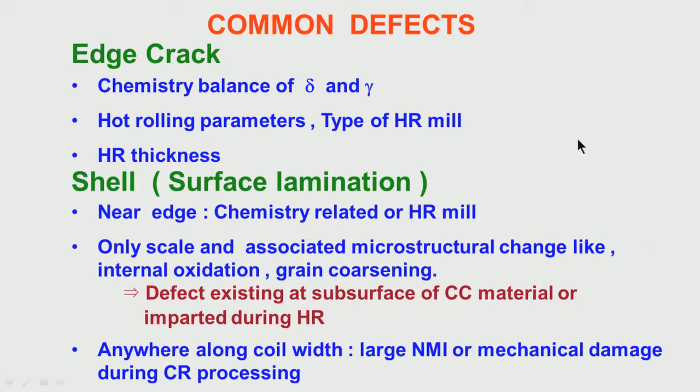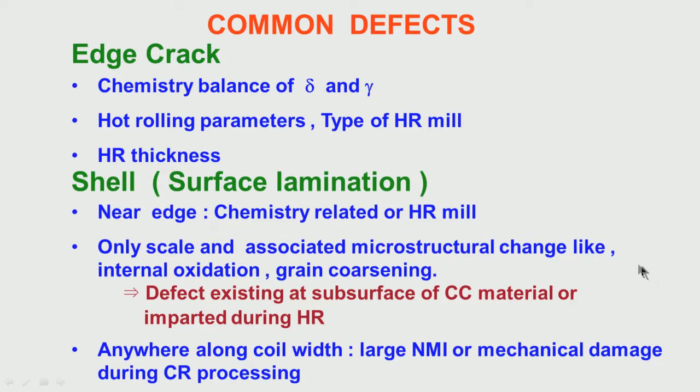So that means there is ingress of oxygen during rolling or during reheating. So we call it internal oxidation. You will find scale, and we will find some microstructural changes like grain coarsening. So you know the defect was existing in the cast product itself at the subsurface level, then only you will get these signatures, internal oxidation, scale, grain coarsening, in the final rolled product.